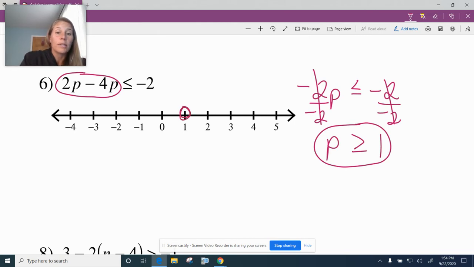So since it's already set up the way we like with the variable on the left and the constant on the right, I'm going to do my closed circle at the 1. And p is greater than or equal to 1. So I know that all those numbers that are greater than 1 are to the right.